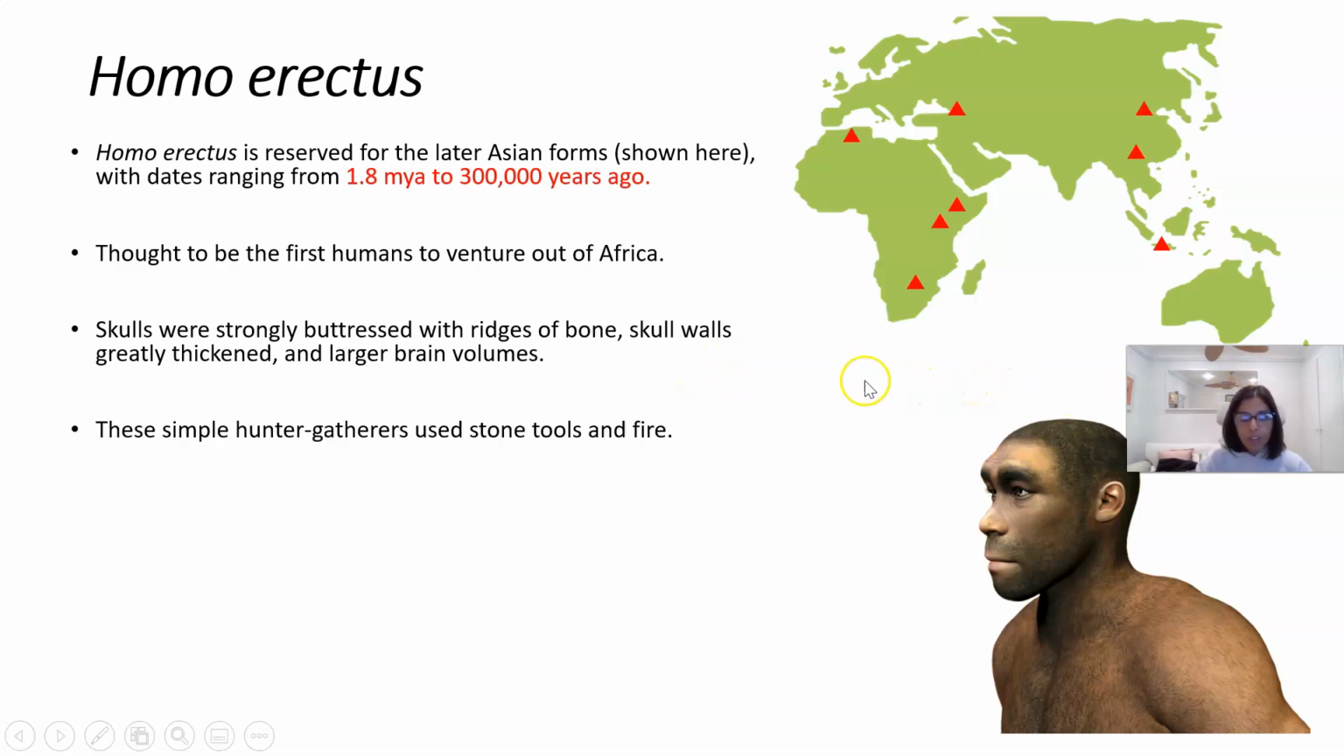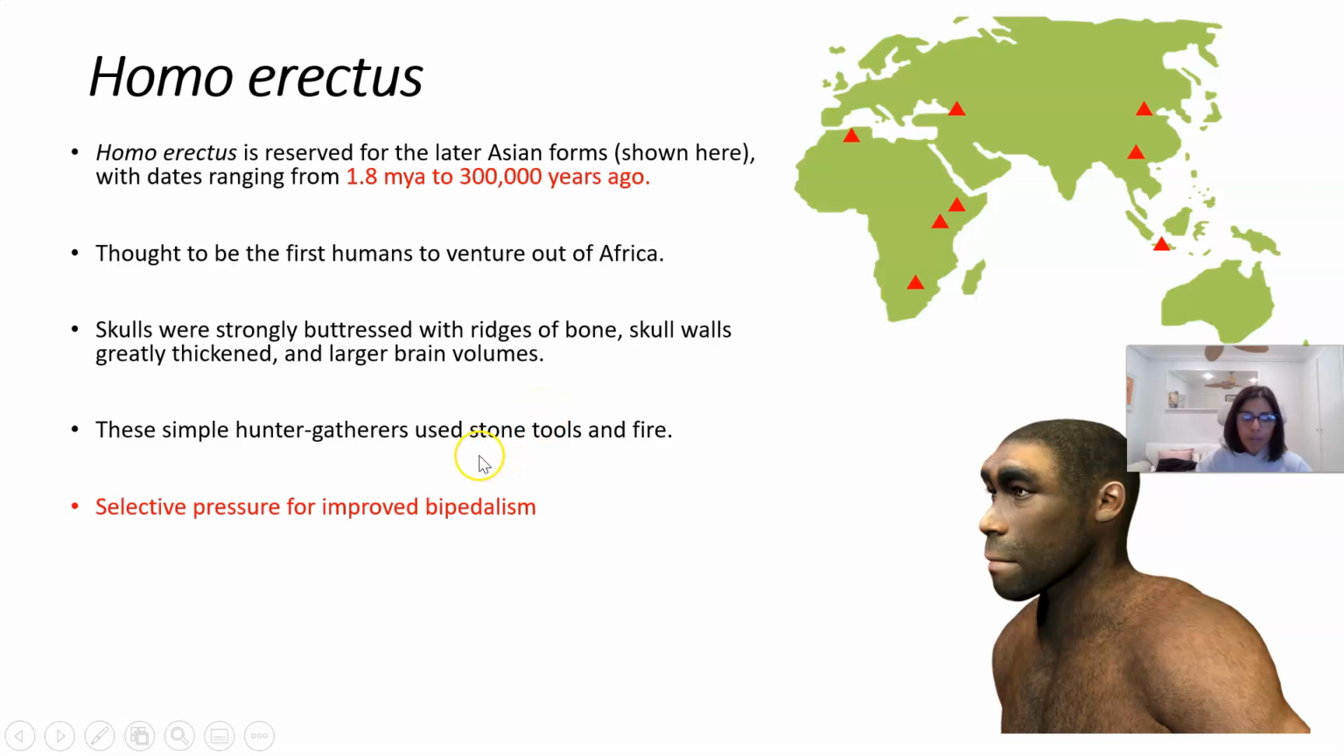In terms of culture, Homo erectus was a simple hunter-gatherer, and they did use stone tools as well. So the idea that they used tools and fire really does suggest more about how they interacted with their environment and their manipulation of it.